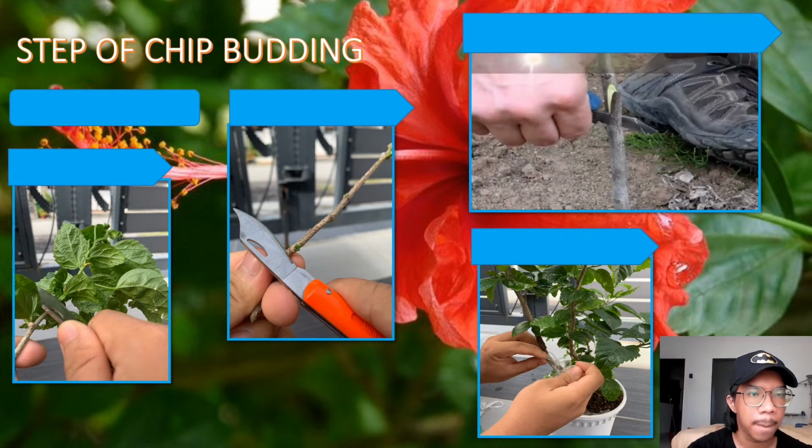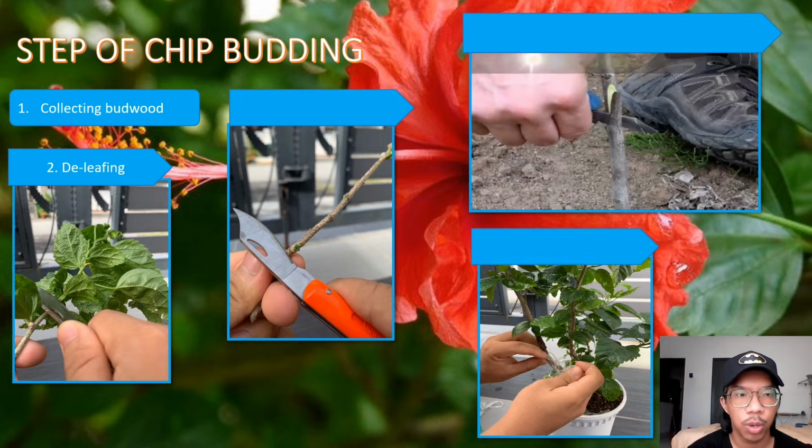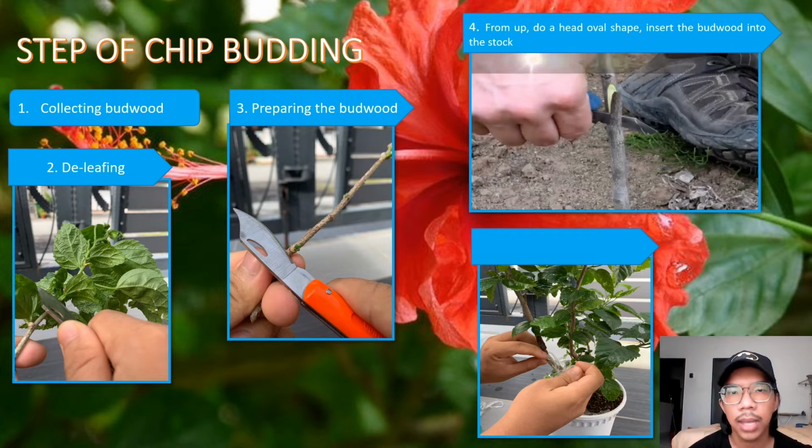Next, the steps of chip budding. First, we must collect the budwood. Second, we must remove the leaves. And third, we need to prepare the budwood. So we do it this way, until we can see the skin of the budwood is green. Next, from the top, make an oval shape, and insert the bud into the stock.